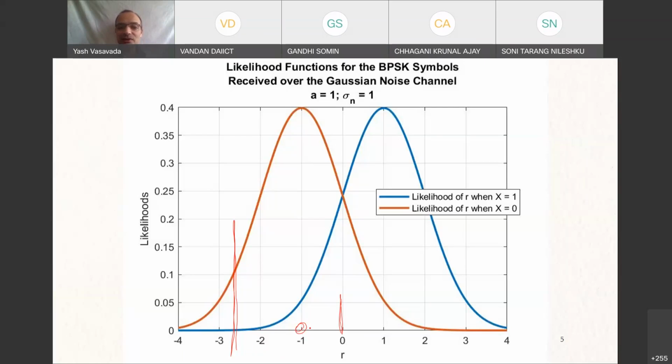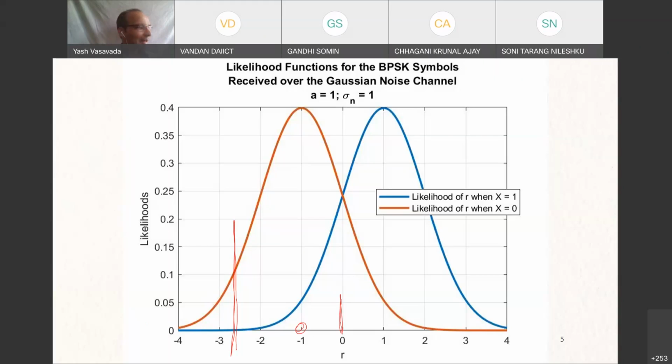Right? -1 is the value that we are using for bit 0. Even if you receive -1, you are still going to say that bit 1 was transmitted, because you are highly prejudiced with the transmission of bit 1. You know ahead of time that it is bit 1 which is most of the time getting transmitted. And so even if you receive some highly negative values, you will still not change your mind that bit 0 was transmitted. Only after you start getting values which are very large negative numbers, maybe -3, -4, that is when you will change your mind and say that bit 0 was transmitted.